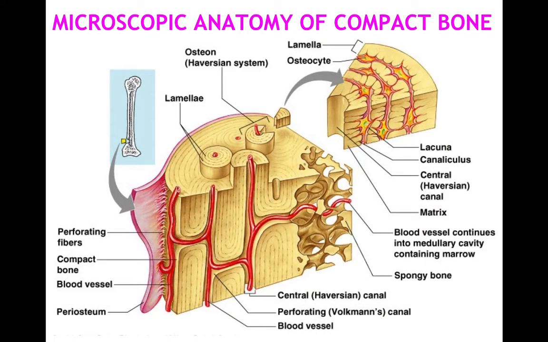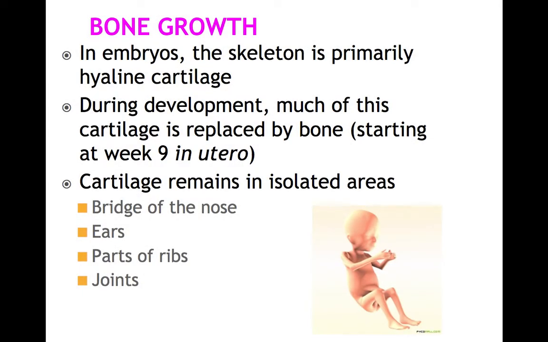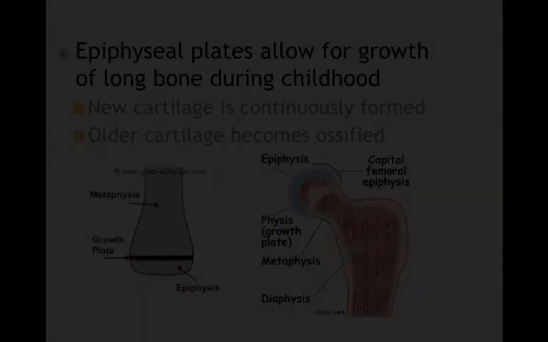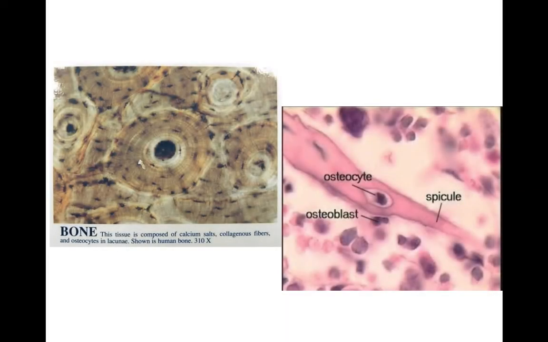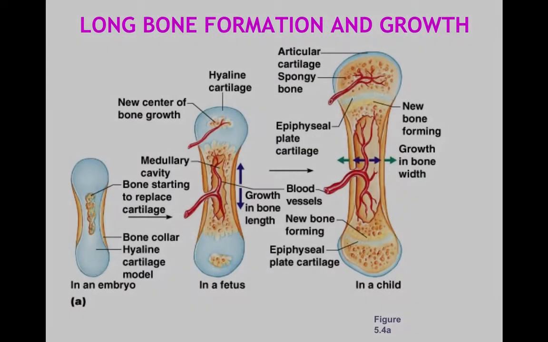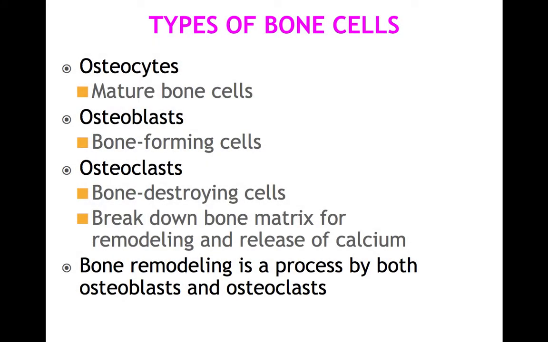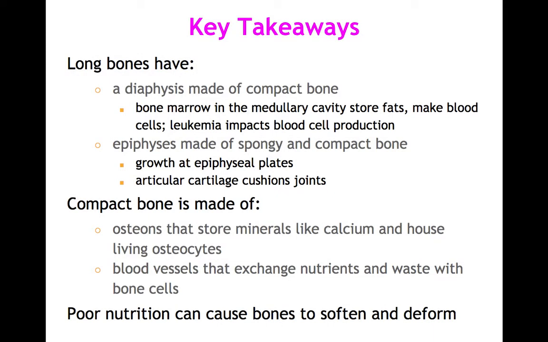Okay, so here's the microscopic anatomy of compact bone again. Feel free to pause the video and just study it. And when you're ready, let's get to our takeaways. In a later lecture, we'll talk more about bone growth at epiphyseal lines. We'll talk about bone cells. We'll talk about how bones change shape. But that's not going to be part of this lecture because it would make this lecture too long.